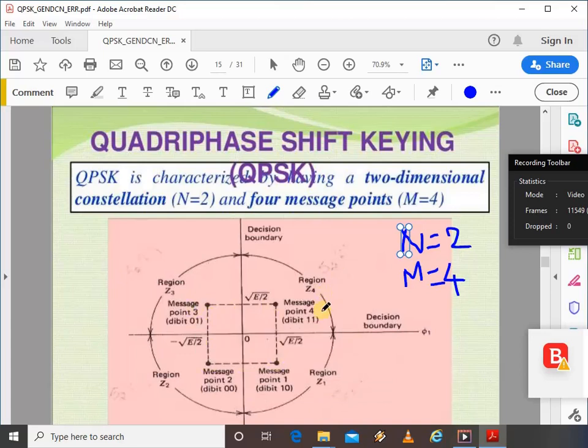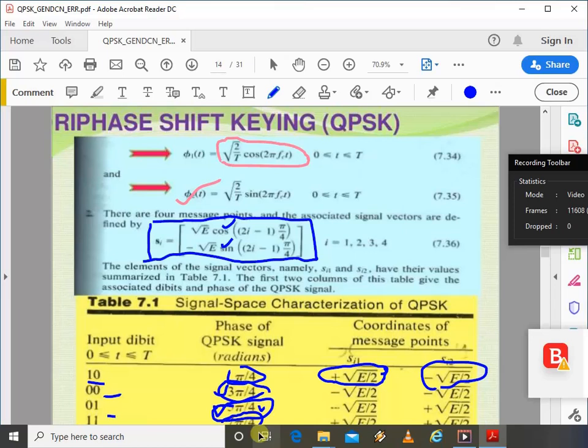Now I want to represent the message point 1 1 in the signal space diagram. For 1 1 we know that the phase shift is 7 pi by 4. We are using a 7 pi by 4 carrier phase to represent 1 1. Here the coordinates of the message point corresponding to basis function phi 1 is plus square root of E by 2. Corresponding to basis function phi 2, it is also plus square root of E by 2.